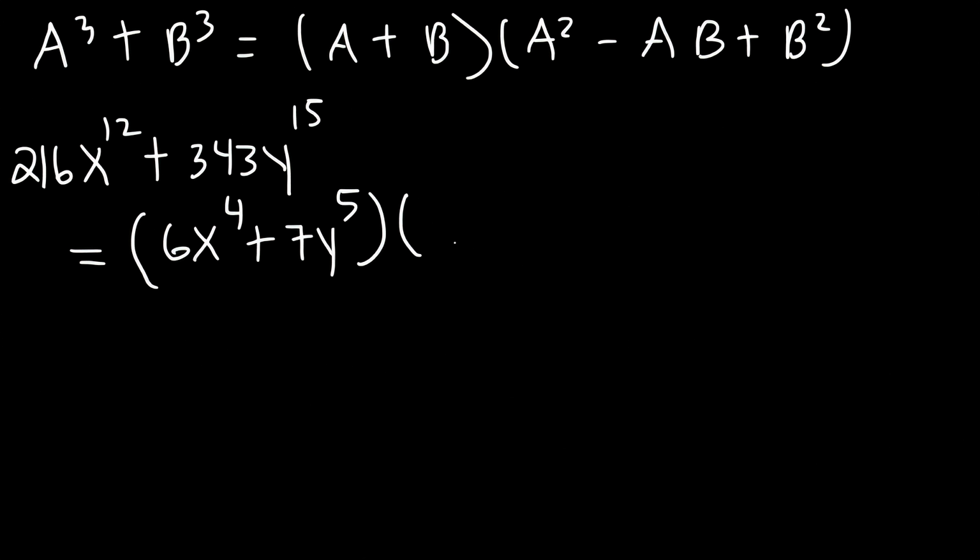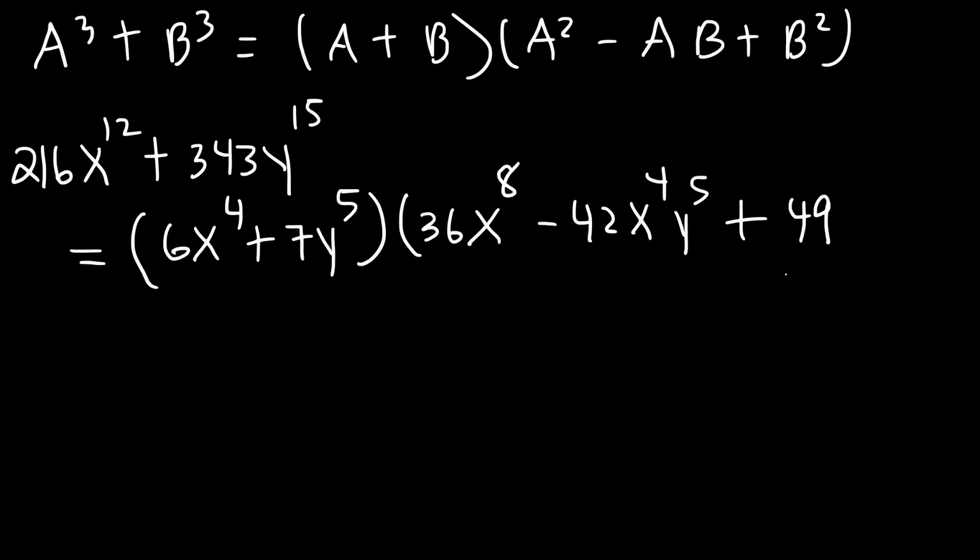a squared, that's going to be 6 times 6, which is 36. x to the 4th times x to the 4th, you add 4 plus 4 and get 8. a times b, 6 times 7 is 42. And then it's going to be x to the 4th, y to the 5th. You just multiply these two together. And b squared, 7 squared, 7 times 7 is 49. y to the 5th times y to the 5th, that's 5 plus 5 is 10, so this is the answer. And now you know how to factor sums and differences of cubes.